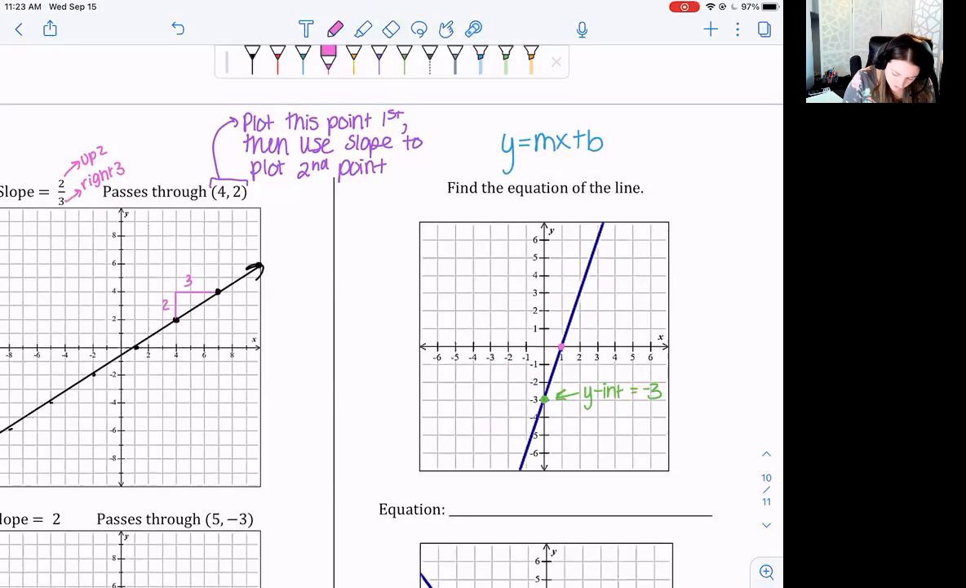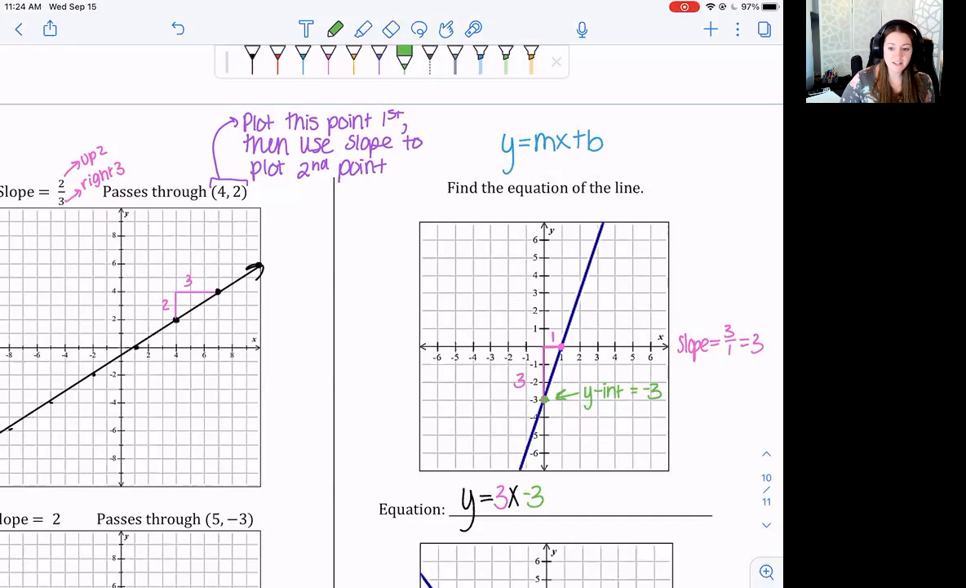So to go from my first point to my second point, I need to go up 3 and then right 1. So the slope is going to be rise over run, 3 over 1, which is just 3. So my equation is y equals, our m is 3, and then our y-intercept is -3. y = 3x - 3. So not so bad, right? It's not super bad.